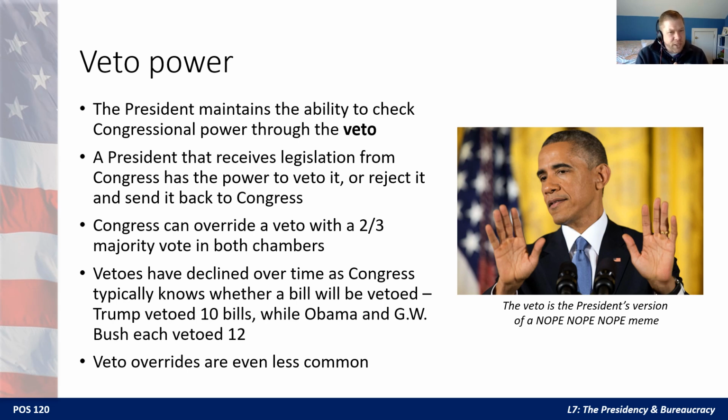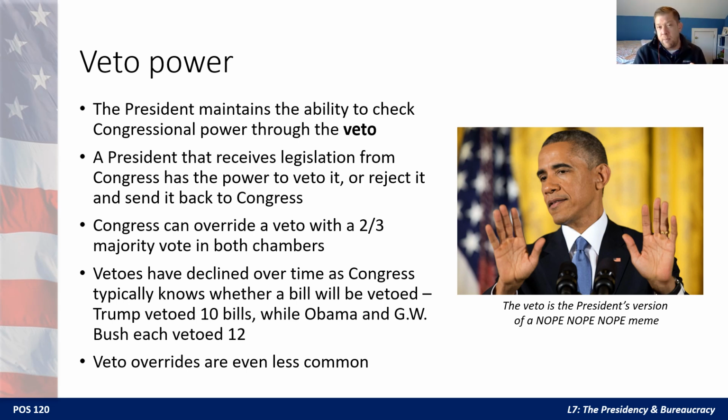Veto power here. We mentioned this a couple times. The president maintains the ability to check congressional power through the veto. So a president receives legislation from Congress. It's been agreed upon by the House and Senate. They've voted on it. The president has the power to veto it, reject it, and send it back to Congress, or the president can sign it, obviously, as well. In some cases, the president says, I don't like this provision of it, I'm going to veto it. Or he doesn't even have to veto it. He can send it back and say, rewrite this thing and bring it back to me. Sometimes he or she can veto it right out of the box and say, we're not going to do this. We see this at the state level as well, a similar model.